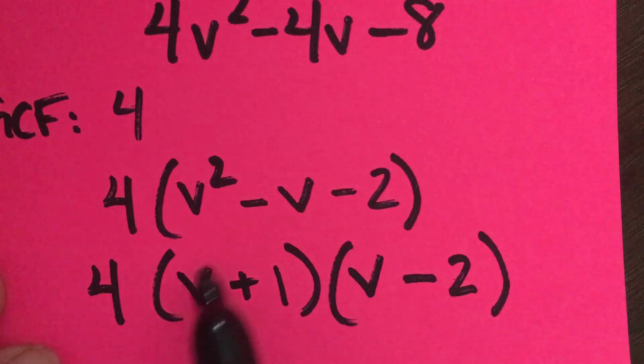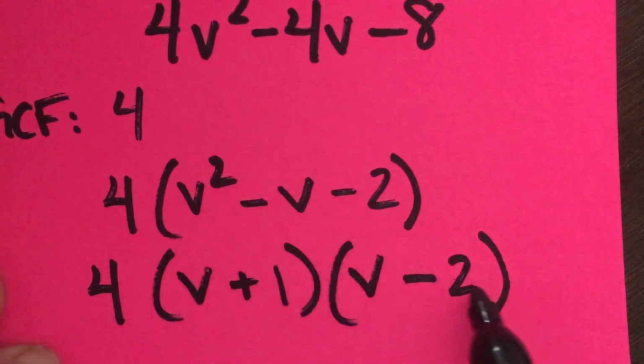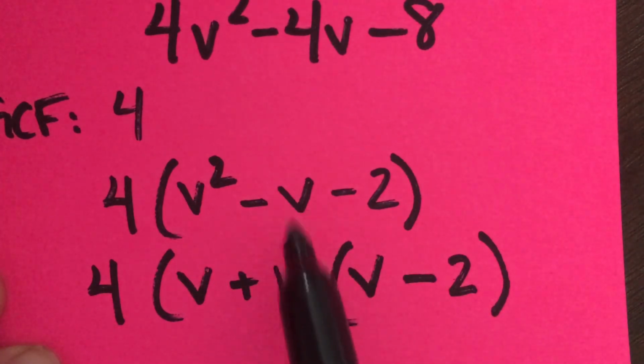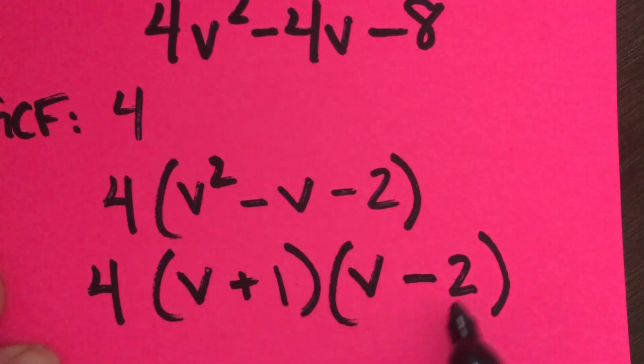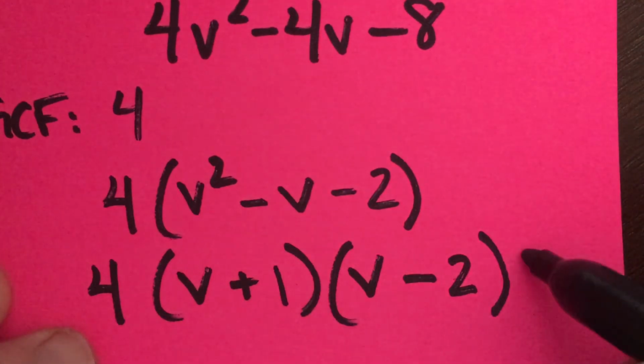So we take a look. V times v is v squared. Negative 2v plus 1v is a negative 1v. And positive 1 times negative 2 is negative 2. So this is now fully factored with 1, 2, 3 terms.